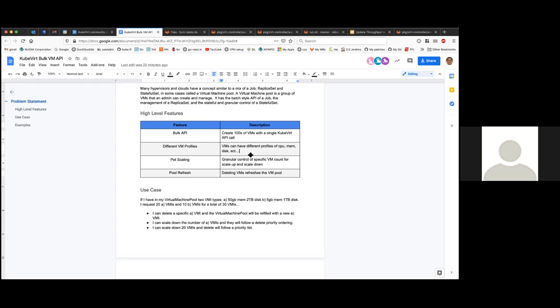Brian, would you also be adding scheduling hints, like whether all of these machines have to be scheduled as close as possible on a single node, or have to be as spread as possible?